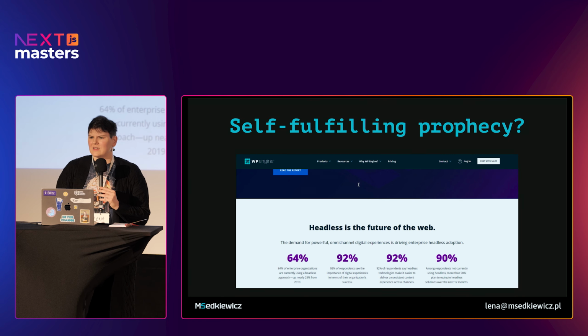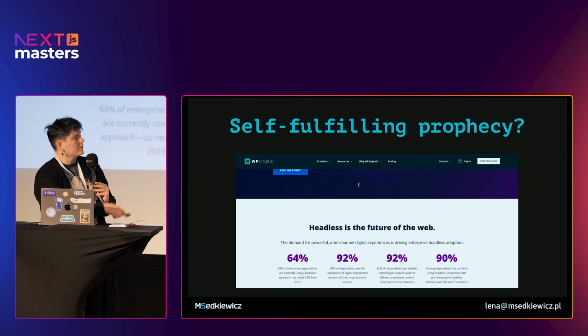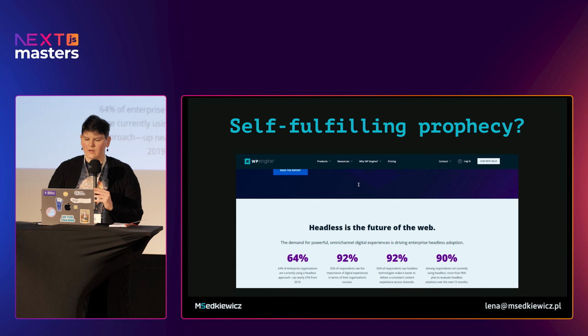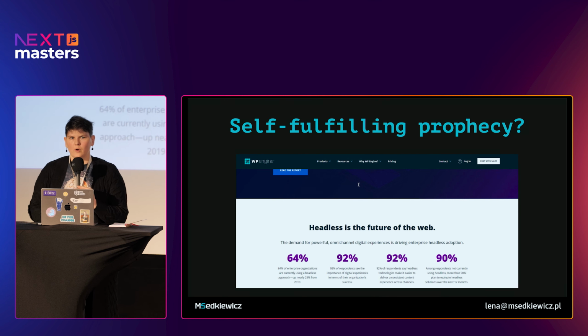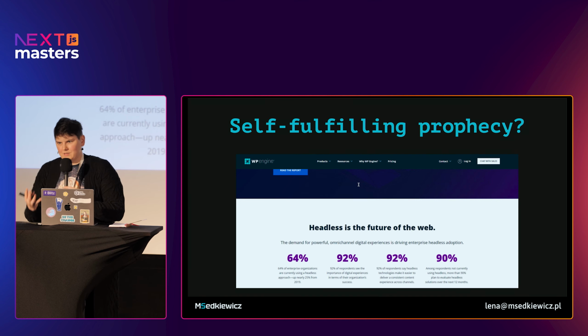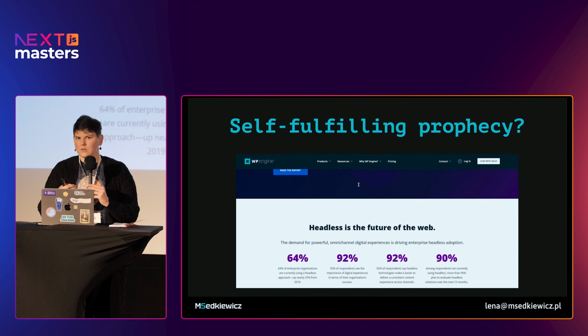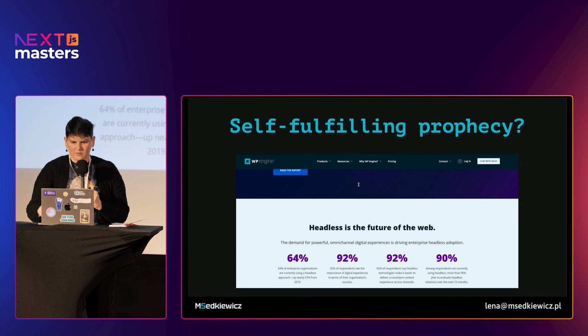And you may think of this as a self-fulfilling prophecy, because you find, for example, on WP Engine statistics like, yeah, headless is the future of the web or something. But still, if there is a trend, if people are buying it, well, it means that people like me need to learn something more or connect the dots to stay on the market.